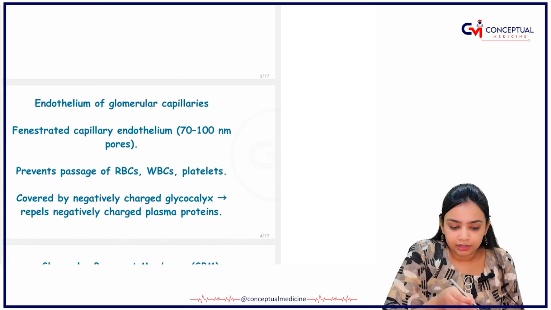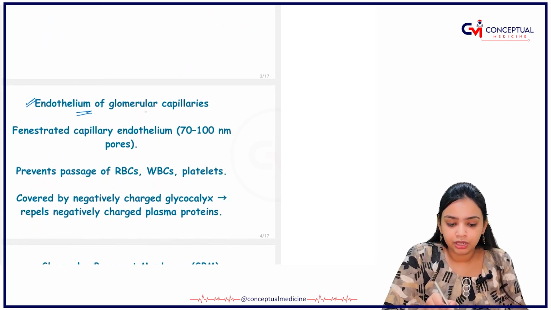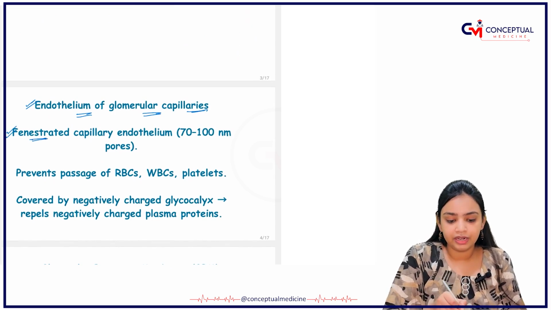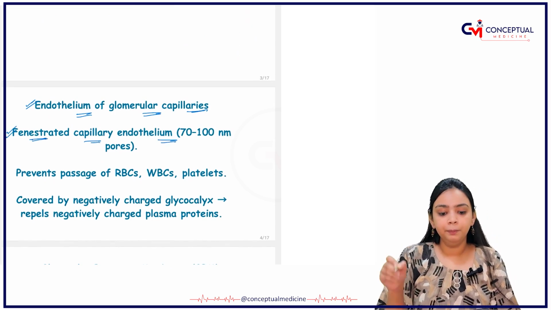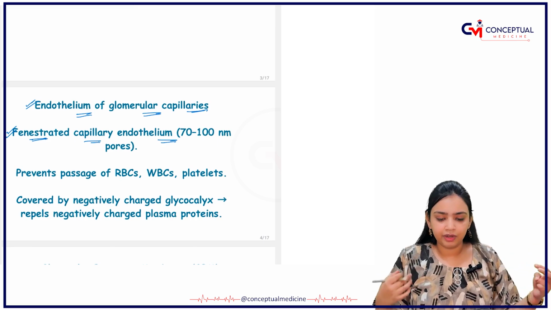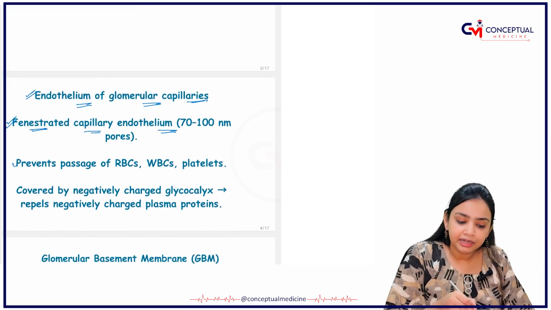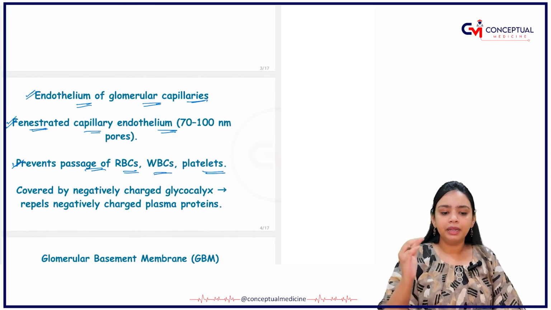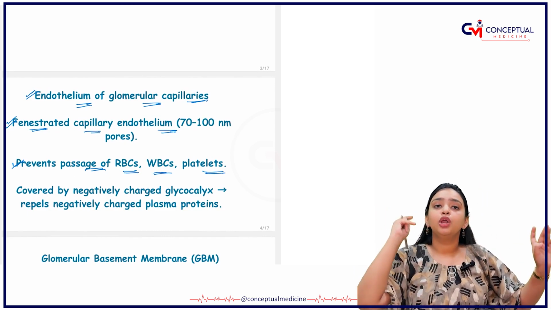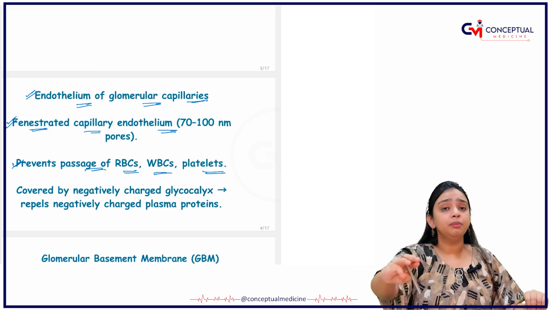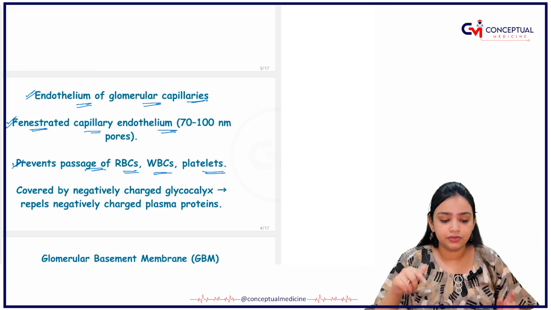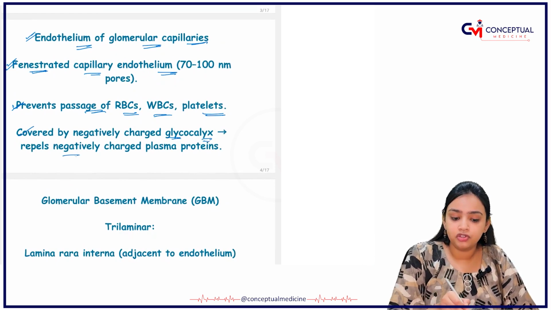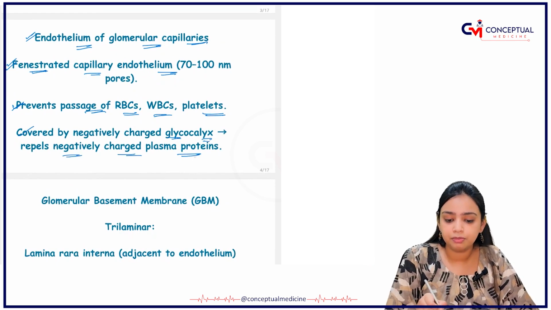Now, let's see the structure. You have the endothelium of glomerular capillaries. First, you have the fenestrated capillary endothelium, approximately 70 to 100 nm pores, and it prevents the passage of RBCs, WBCs and platelets. So from this structure, no RBC, no WBC, no platelets will be able to pass. They are covered by a negatively charged glycocalyx, which repels the negatively charged plasma proteins.